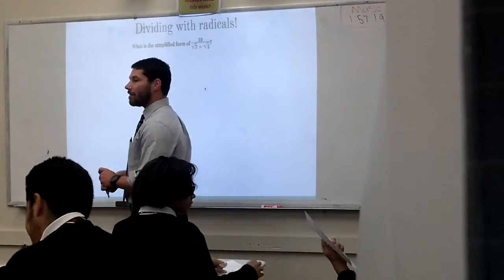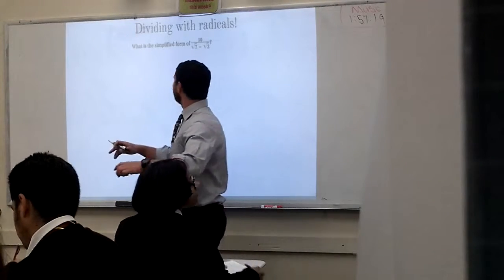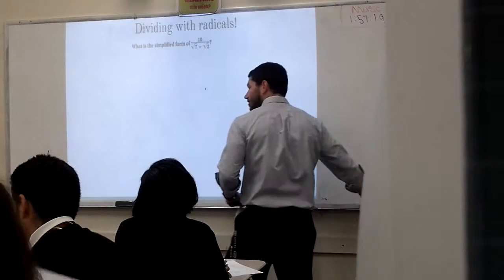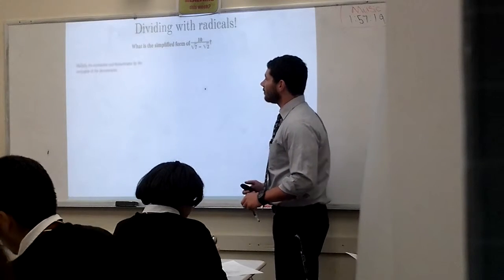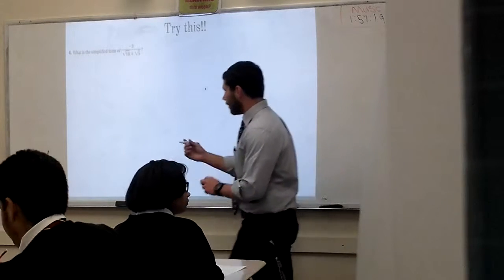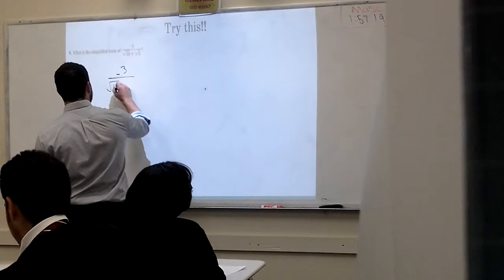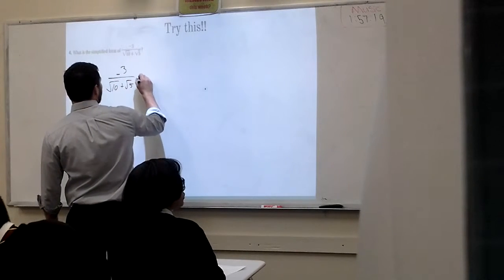All right, here we go. Before we run out of time, pay attention. We gotta go through kind of quick. All right, here we go. So we got -3 over square root of 10 plus square root of 5.